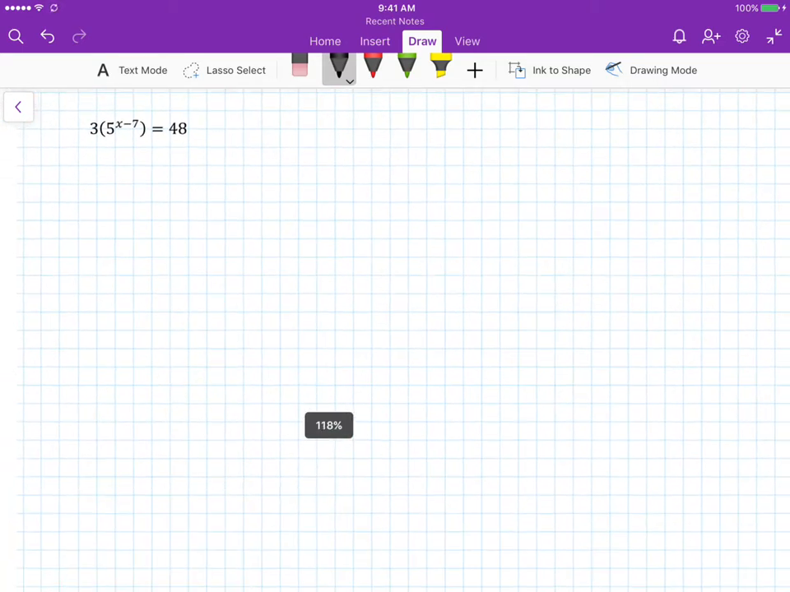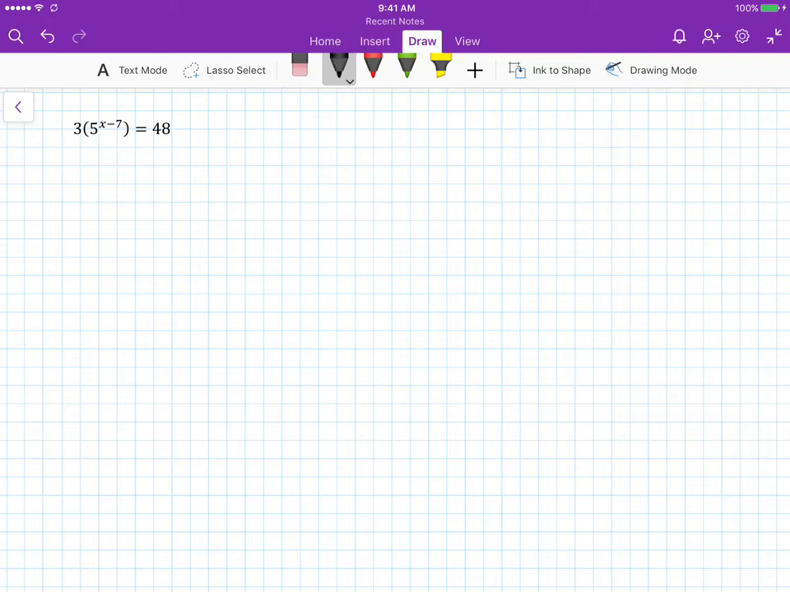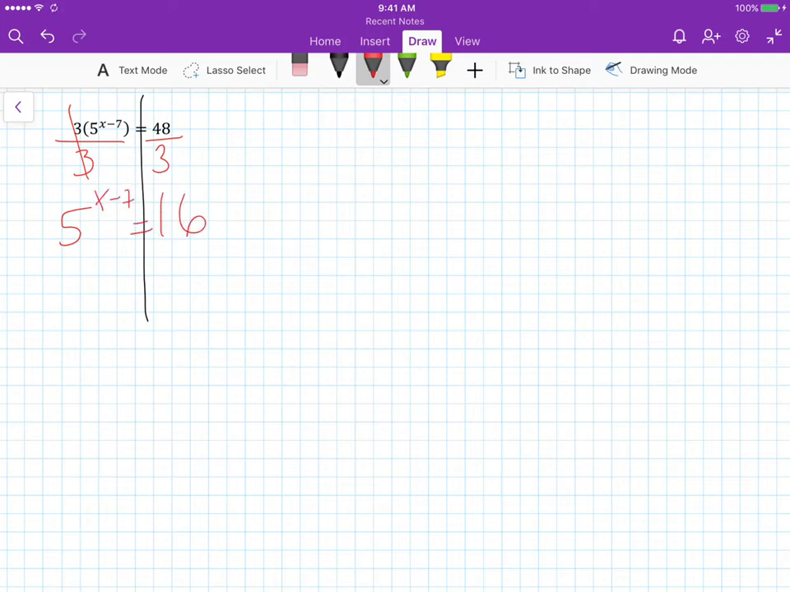Let's take a look at the final example here. 3 times 5 to the x minus 7 equals 48. Well, the directions told me in the very beginning to solve for x. Well, this time there is no log involved. So what I can do is at least try to say, well, here I see that the 3 is multiplying by everything on the left, so I can divide it away, because that would get me just 5 to the x minus 7 power. And then 48 divided by 3 is 16.